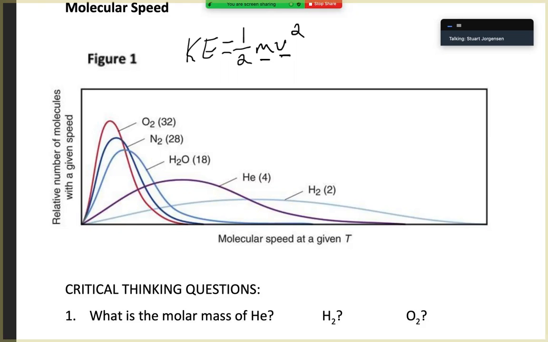This is on handout 5.3. I just want to work through these, make sure you're feeling okay on them, and start to see the relationship between these three factors: the temperature, the mass, and the velocity.